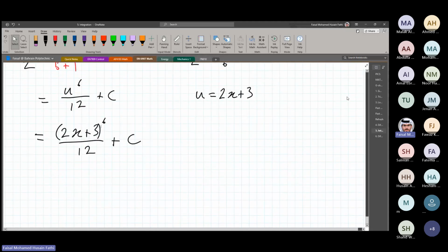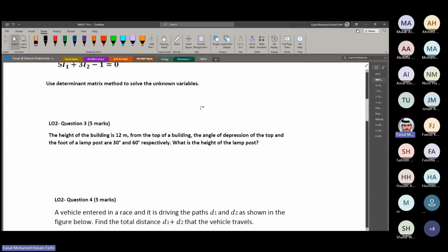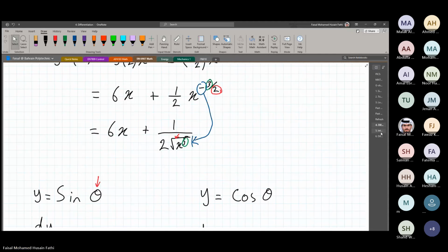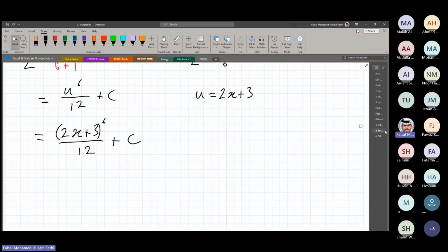Any questions before I start solving all the rest of the questions? And I will do all the worksheet, and we will see before I move on to area and all of that. So any questions?